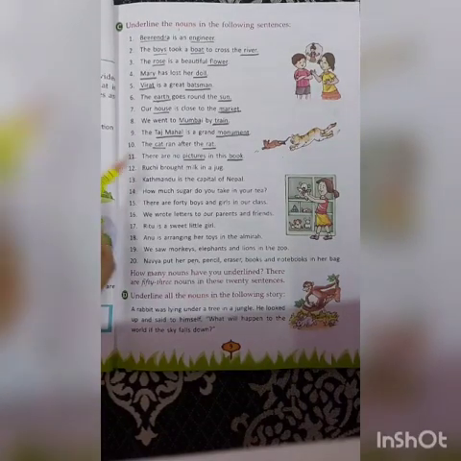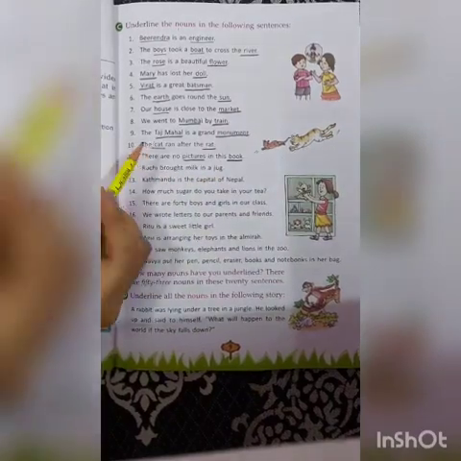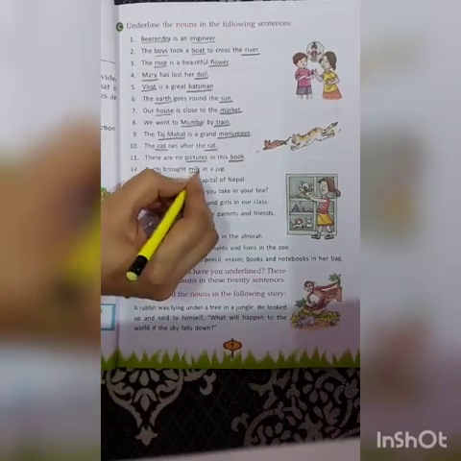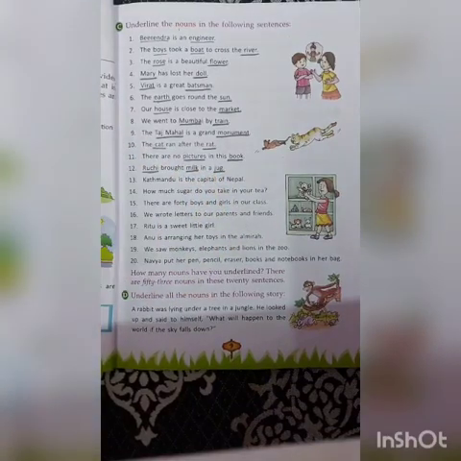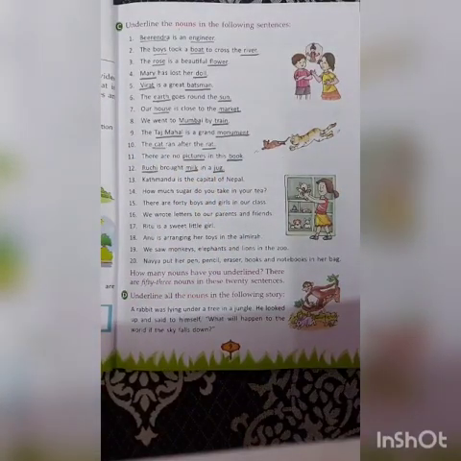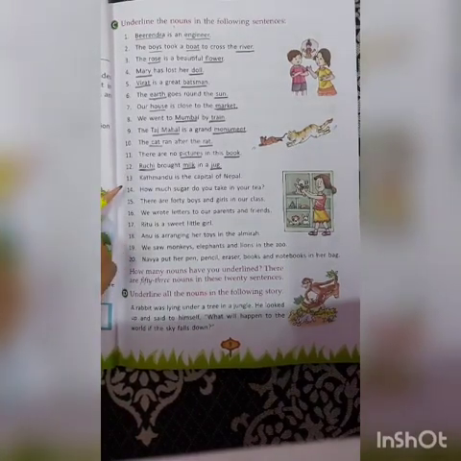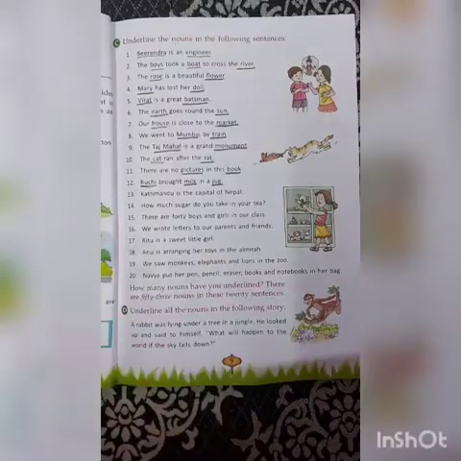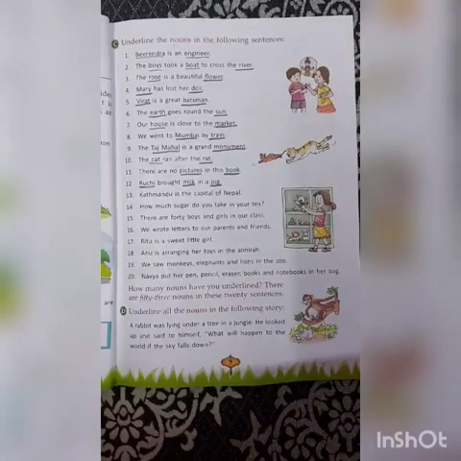12th, Ruchi brought milk in a jug. Now here, Ruchi, it's the name of a person. Milk, it's a thing. And jug is also a thing. Now 12 of these I've already done for you. The rest 8 you will do on your own. Next is exercise D. Underline all the nouns in the following story.